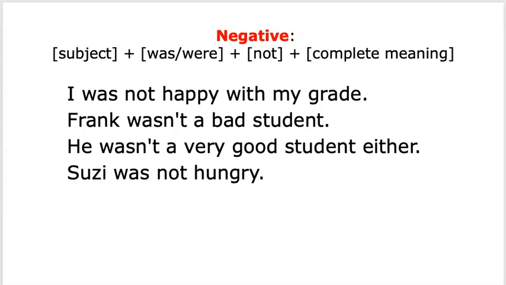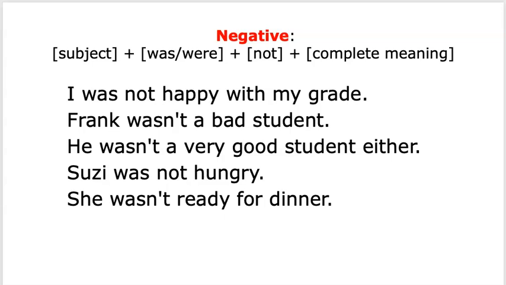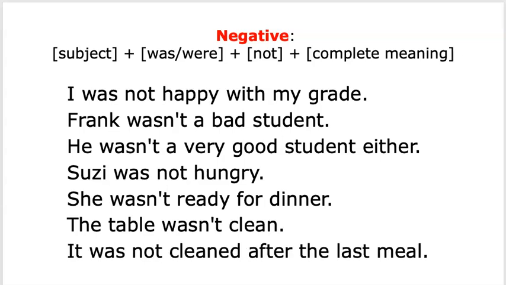Susie was not hungry. She wasn't ready for dinner. The table wasn't clean. It was not cleaned after the last meal. And most English speakers will use a combination of contractions and saying the complete phrase out, as in, I was not happy with my grade. It's a matter of preference. Either form is going to be correct.